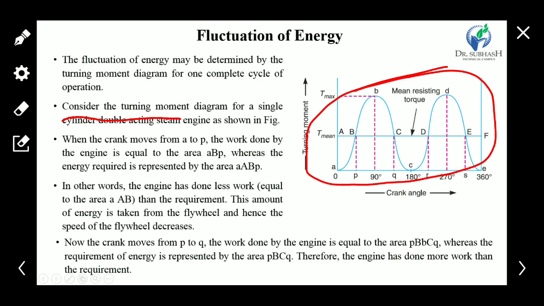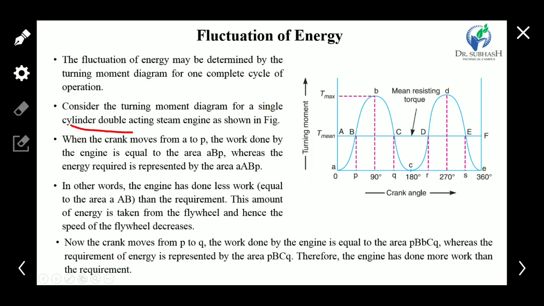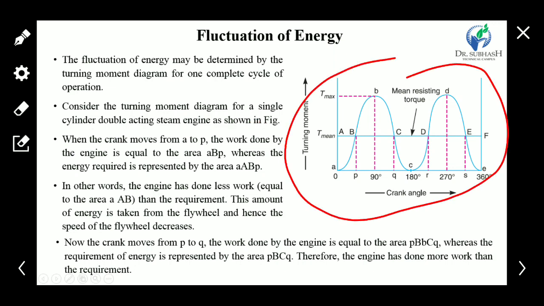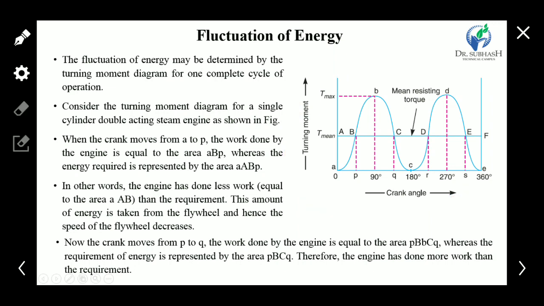Consider the turning moment diagram for a single cylinder double acting steam engine as shown in the figure. The figure is given for the single cylinder double acting steam engine. When the crank moves from small a to small p, the work done by the engine is equal to the area small a, capital B and small p, as shown in the figure.